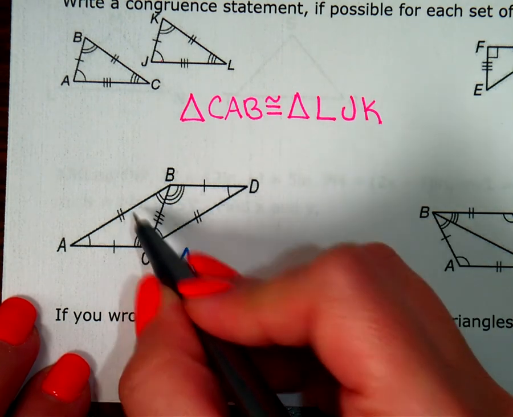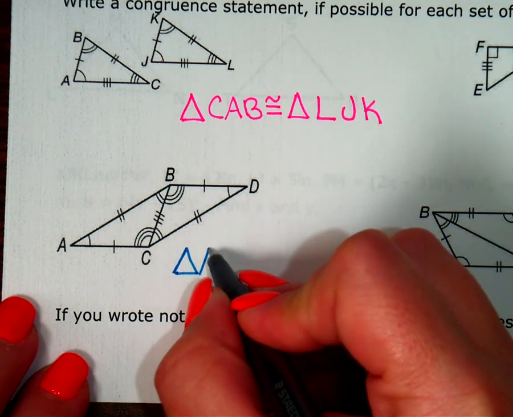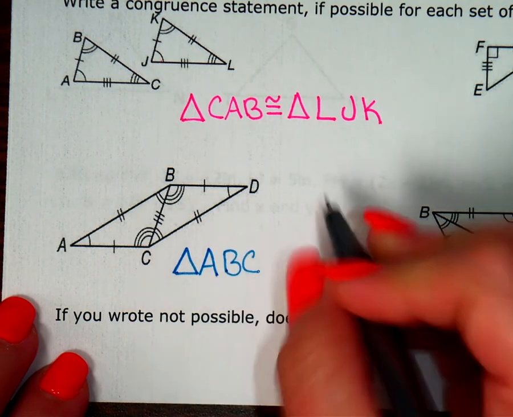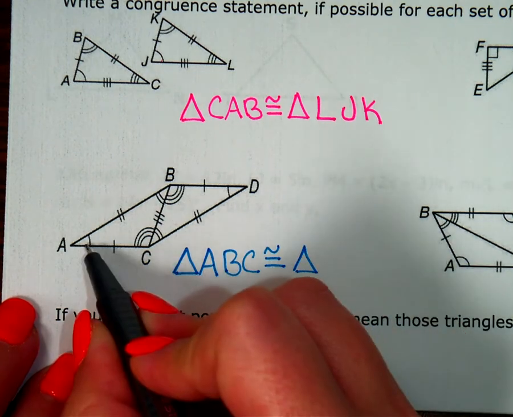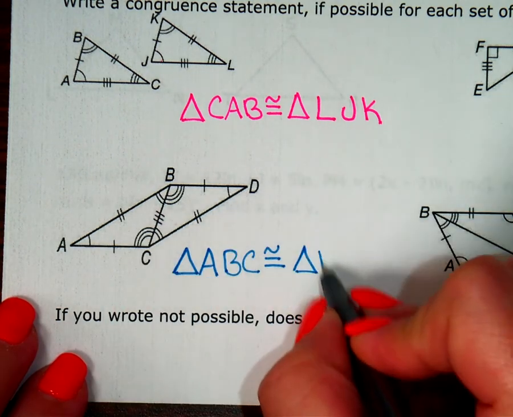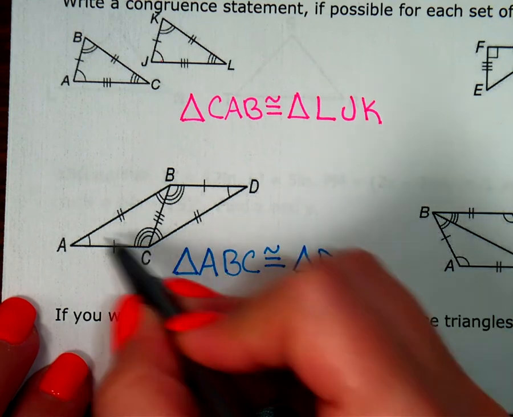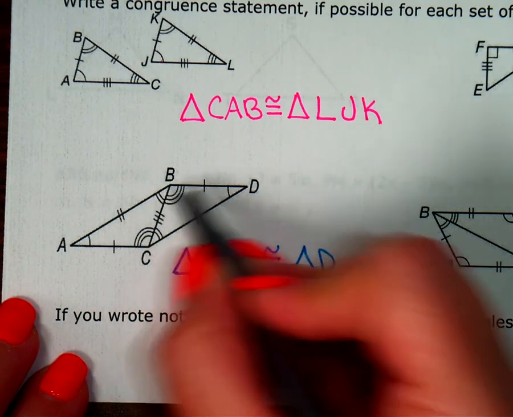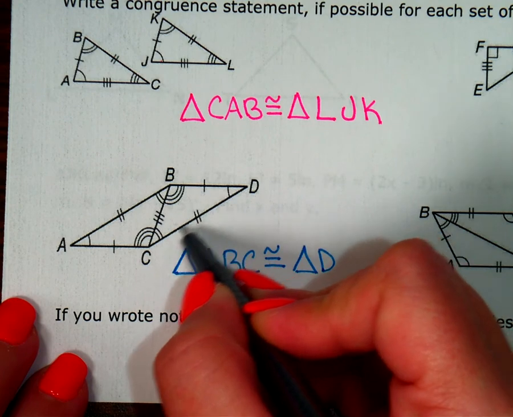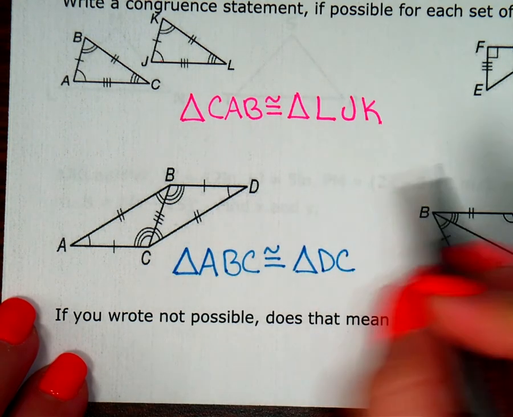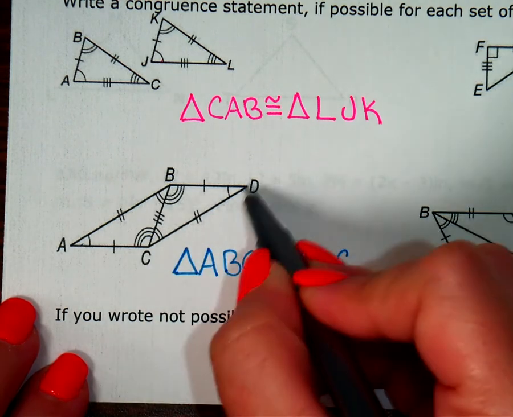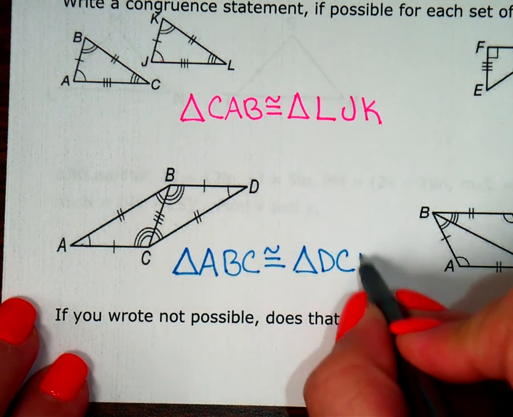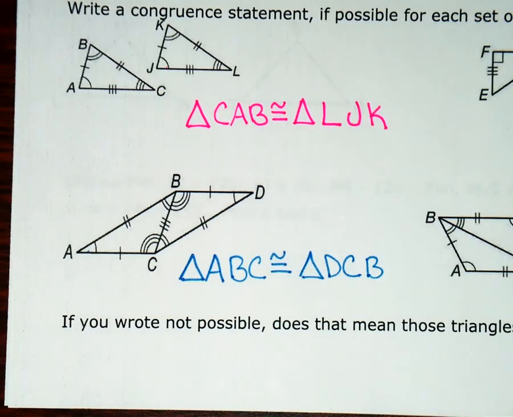Again, I can name the first one anything I want. I'm going to go back to alphabetical. ABC is congruent to triangle. I started at A, that's my single arc, so I start at D. From A, I went to B, so I went across the double up to B. So from D, I'm going to go across the double down to C. And then A, B, C. Now I'm going to go D, C, up to B. There are my congruent triangles.